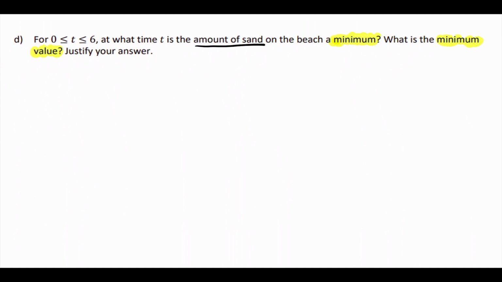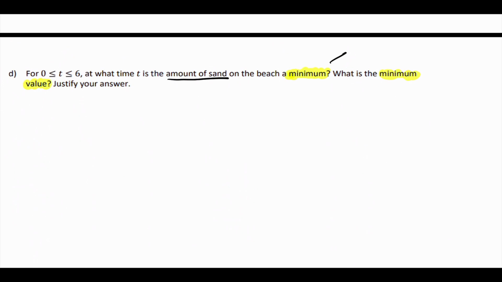Right off the bat, I'm noticing a few things. Minimum value, we're going to be using the first derivative. So minimum value means first derivative. Of what? I'm not sure yet. But that's important, right? If you can see that this means first derivative, you're ahead of the game.